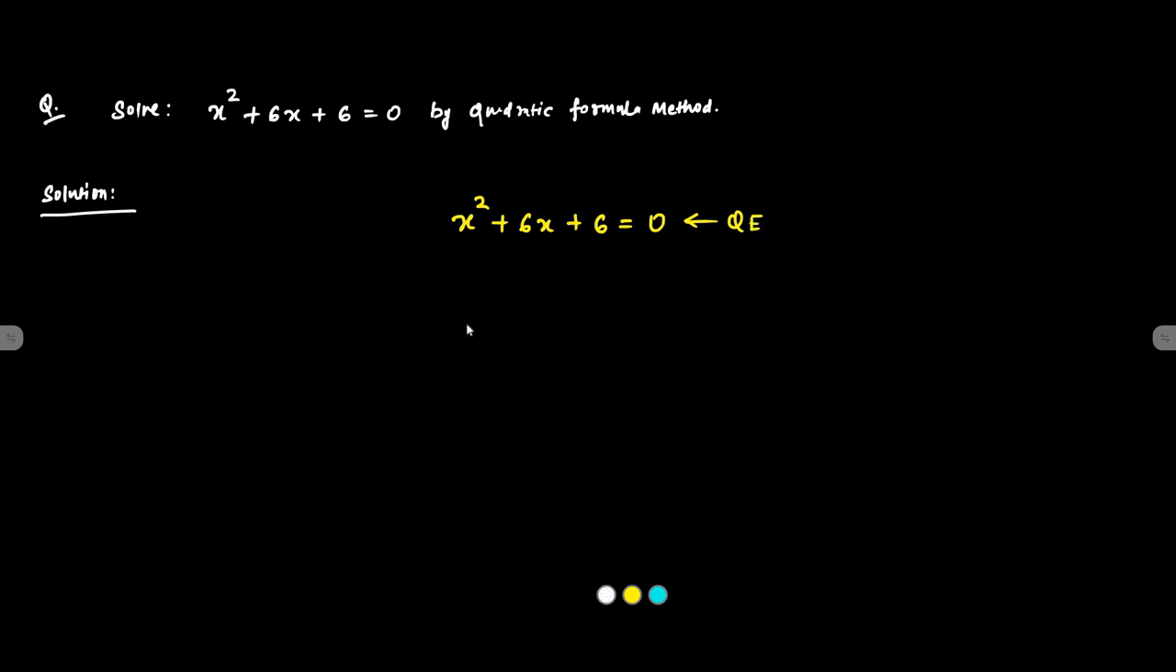So if we convert it into a standard format and compare it with that, the standard format of a quadratic equation is ax square plus bx plus c is equal to 0. Okay, so here we get the values a is equal to 1, b is equal to 6 and c is equal to 6.